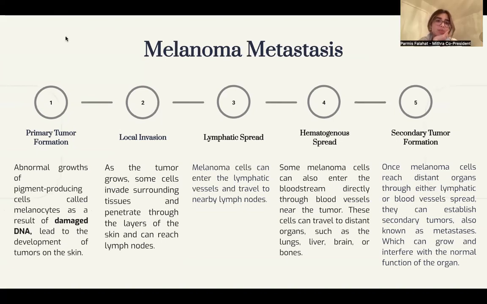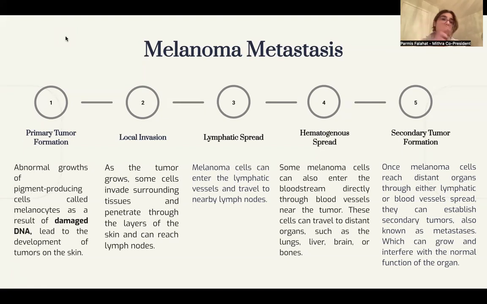Melanoma metastasization just refers to the step in which this cancer has spread from one place to another, and there are five different stages essentially when this would occur. So the first step is the primary tumor formation, which is when abnormal growth of cells, melanocytes, occurs due to DNA damage, and tumors are then formed. Step two is local invasion. As the tumor and cancerous cells start to grow, they invade the surrounding areas, and they can penetrate through different layers of the skin and reach the lymph nodes.